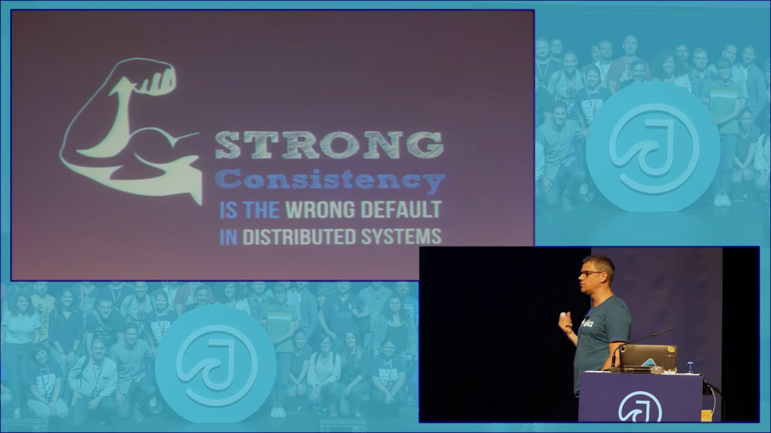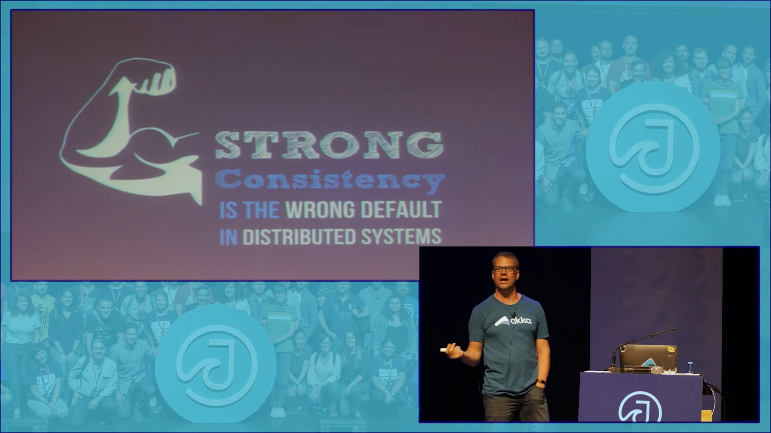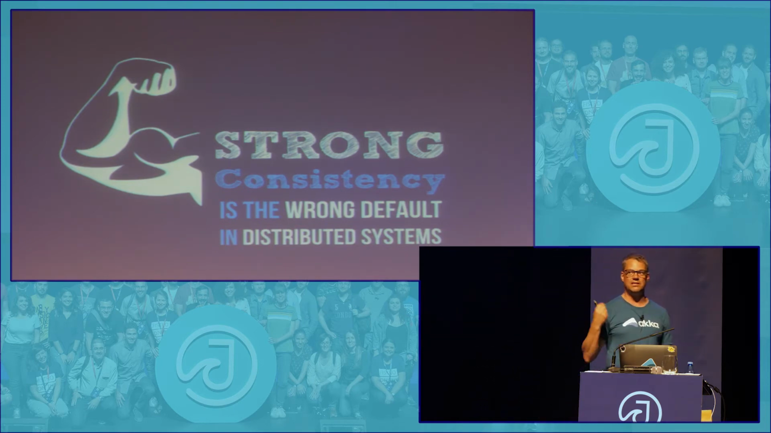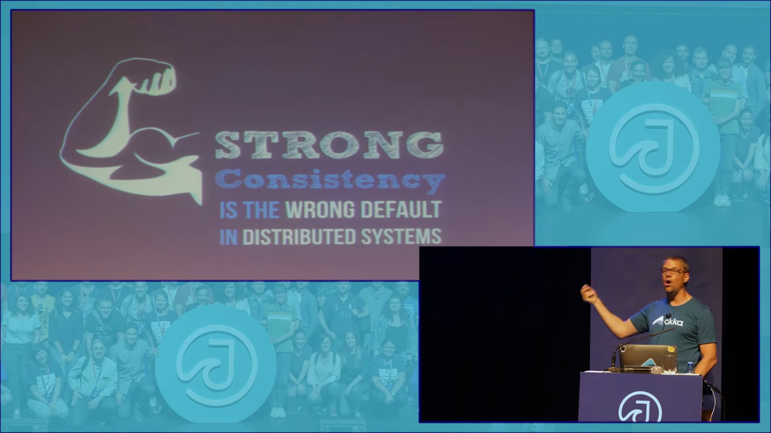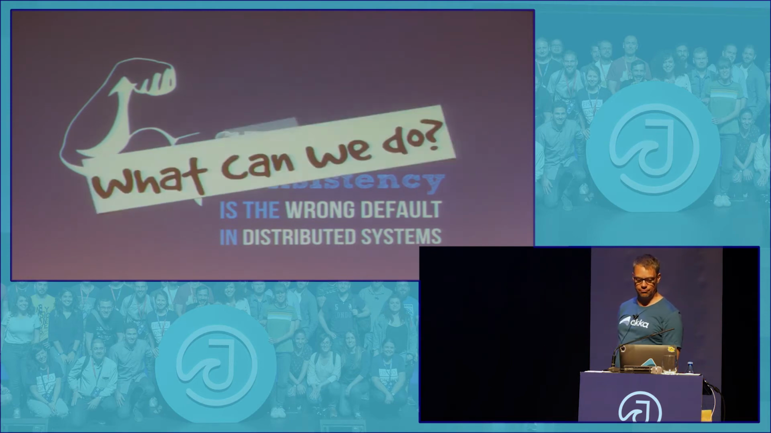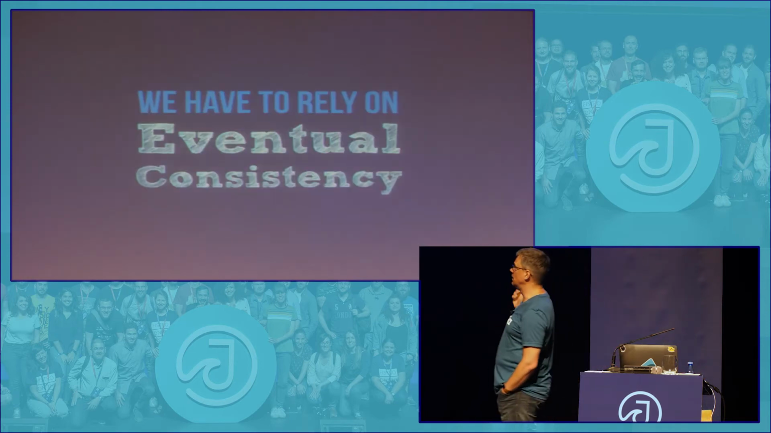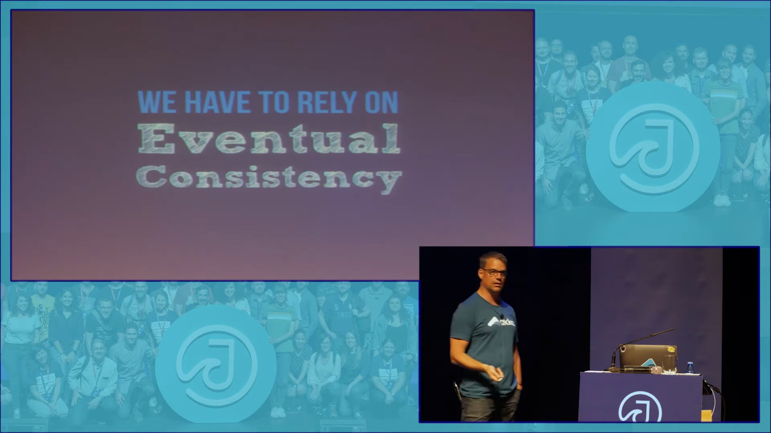And the thing is, I believe there's nothing wrong with strong consistency. Of course, it makes things a lot easier. But it's the wrong default in distributed systems. So use it very, very sparingly, use it carefully, only where you absolutely have to, as something you opt in to, instead of opting out of, okay? So what can we do instead? We need to rely on eventual consistency again.